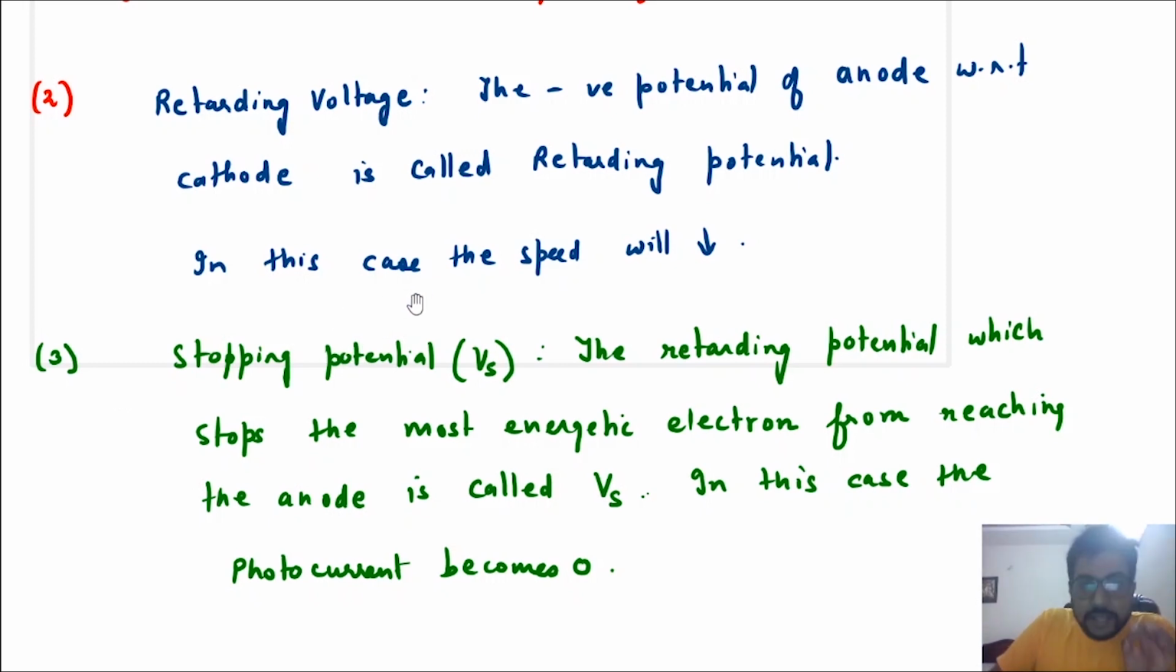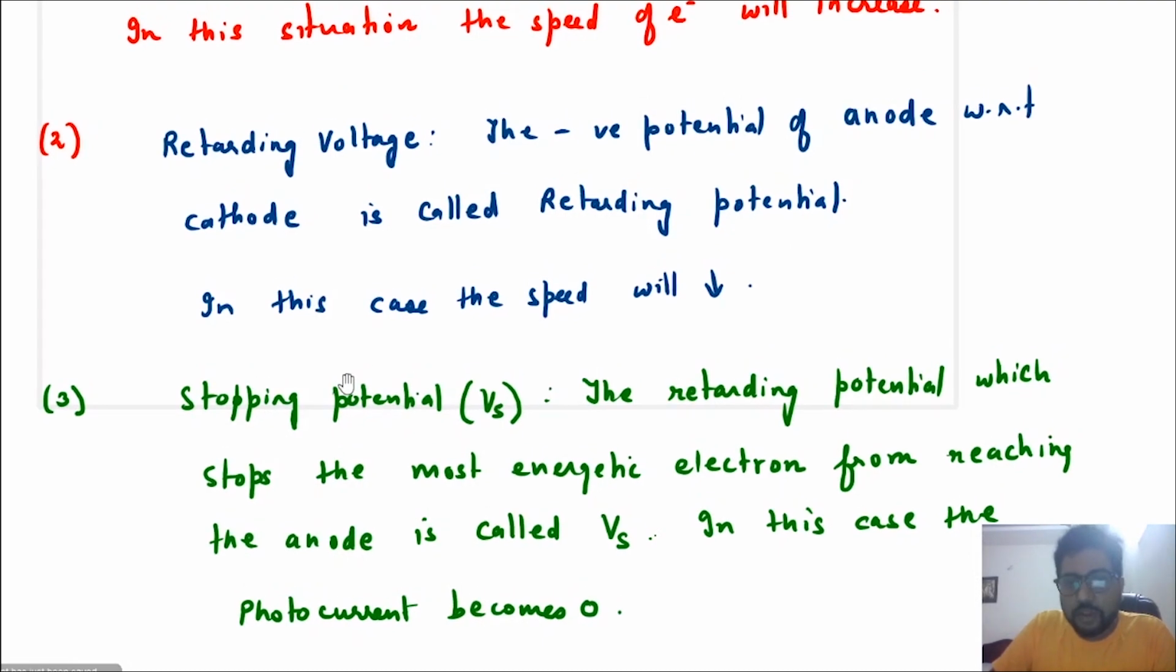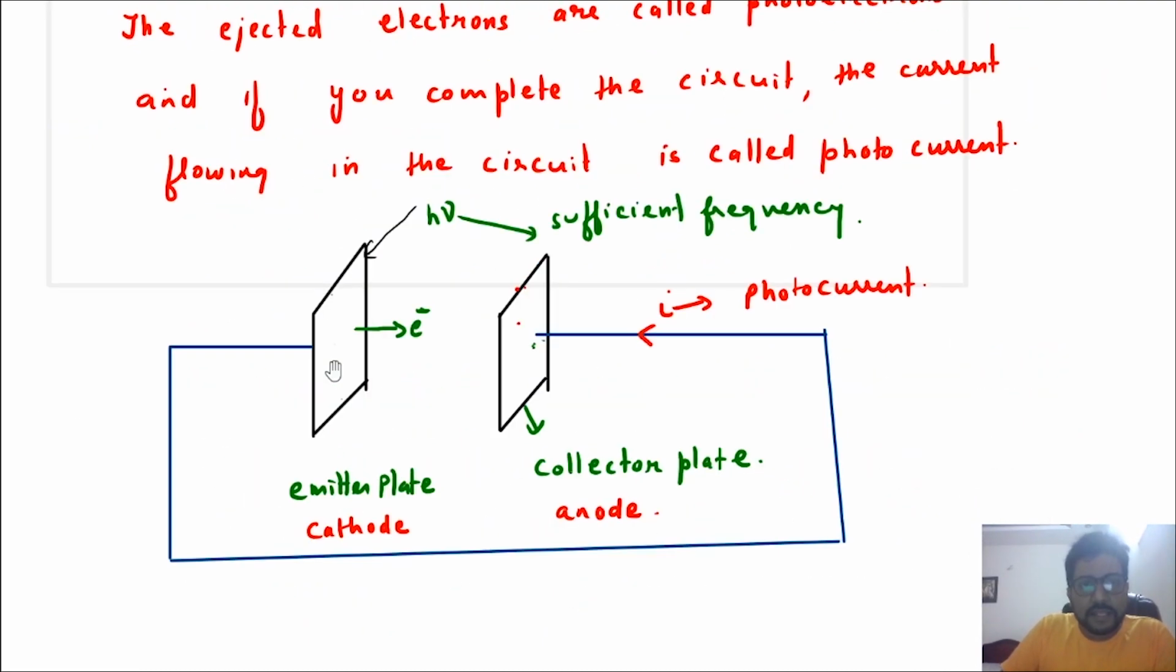The retarding potential which stops the most energetic electron from reaching the anode is called stopping potential. What this means is you want that there should be no photocurrent. If there is no photocurrent, that means electrons should not reach from here to here. So the electron must slow down, slow down, and by the time it reaches here, actually it should not reach here. It should stop before this plate. If electrons stop here, then electrons will not reach this collector plate and there will be no flow of electrons.